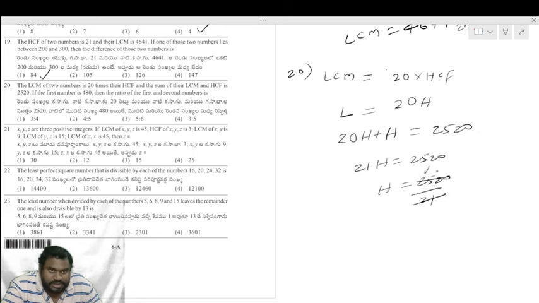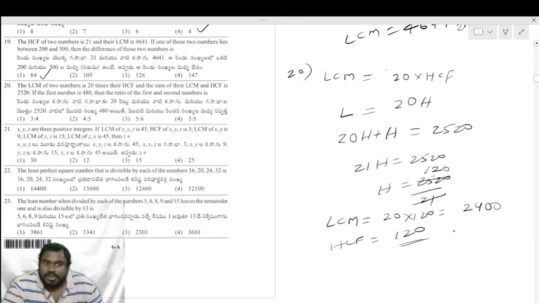21 twos are 42, so H is equal to 120. So what are those numbers? LCM will become 20 into 120, which is 2400. HCF is H, which means 120 itself. Okay, now we have LCM and HCF.